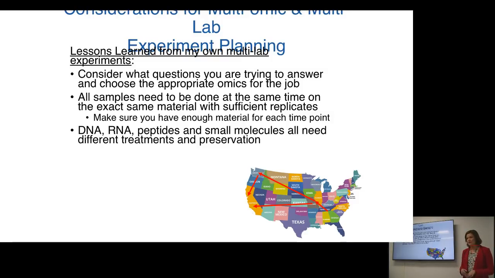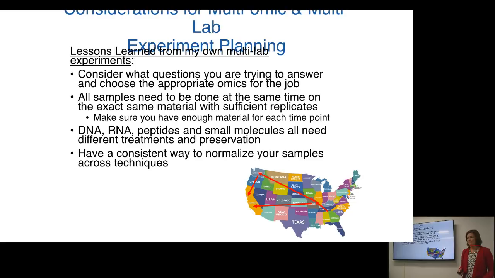Similarly, you need to think about the fact that DNA, RNA, peptides, and small molecules all need different treatments and preservation techniques. You cannot do the same thing to all of them. And you need to have a consistent way to normalize your samples across the techniques, or you won't be able to have a quantitative or even a semi-quantitative view of how much something was changing, which is how we dissect information out of multi-omic or systems biology type investigations.